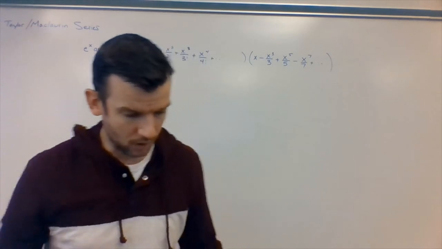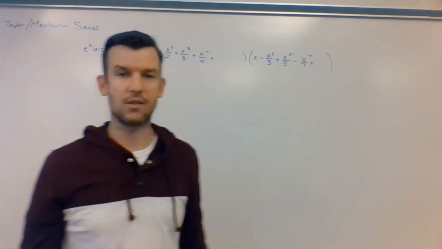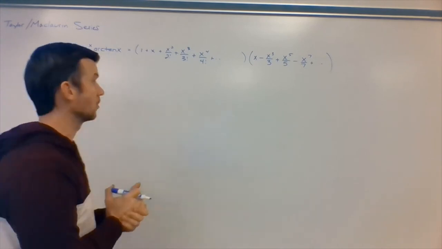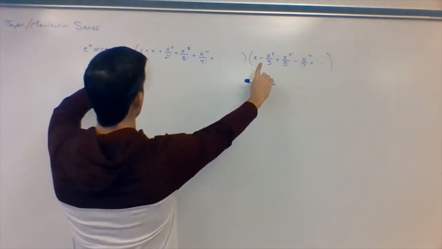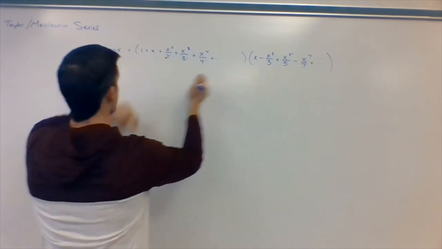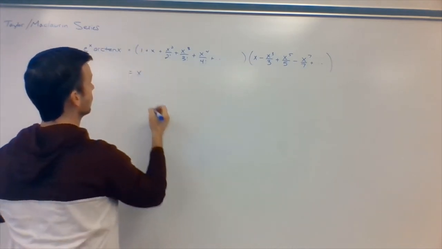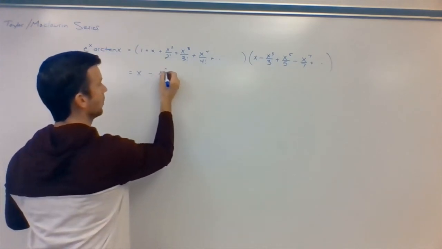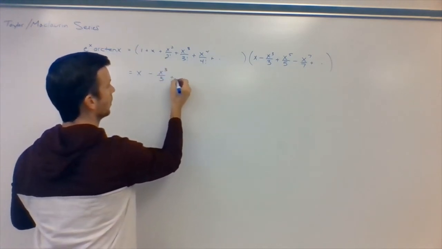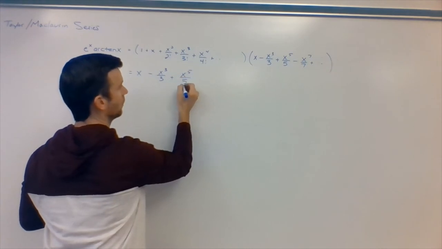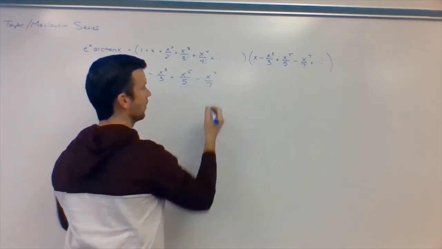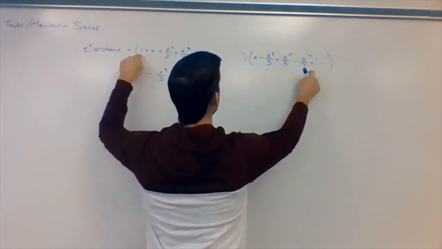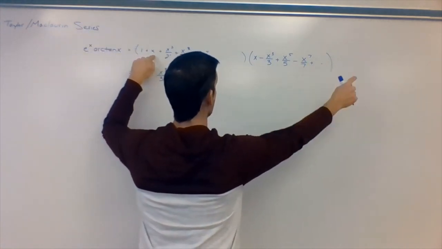So all I'm doing is I'm foiling this. It says find the first 3 non-zero terms. I just have to do this far enough until I have the first 3 terms of the result. So I'm foiling. 1 times x is x. 1 times this is negative x to the third over 3 plus x to the fifth over 5 minus x to the seventh over 7. I'm going to stop there. I might need to go further. But I did 1 times each of those plus x times each of those.